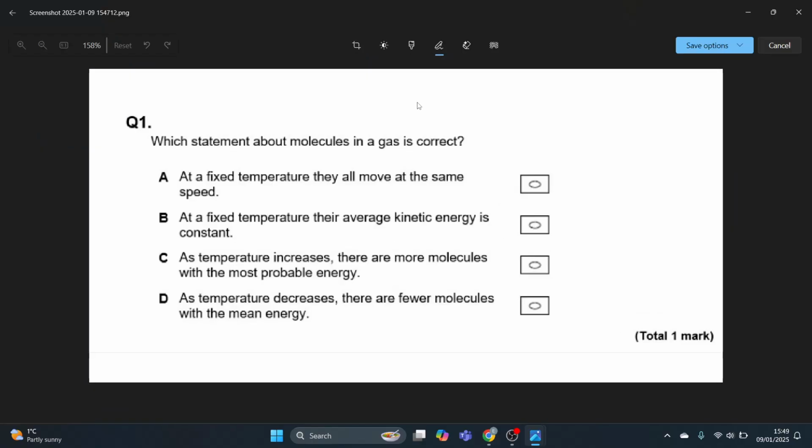Question 1. Which statement about molecules in a gas is correct? At fixed temperature, they all move at the same speed. That is absolutely false, because if they all moved at the same speed, what would be the point of the Maxwell-Boltzmann curve? At fixed temperature, the average kinetic energy is constant. That is true. And the rest, obviously, false.